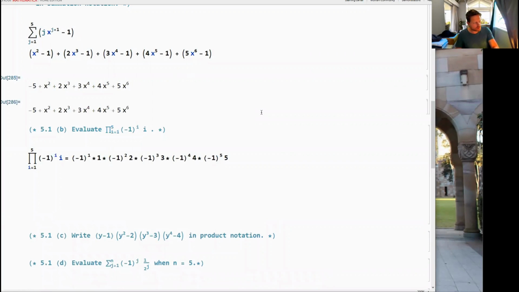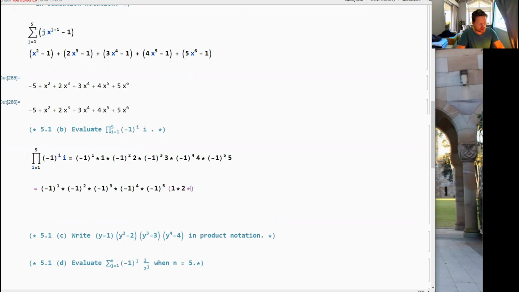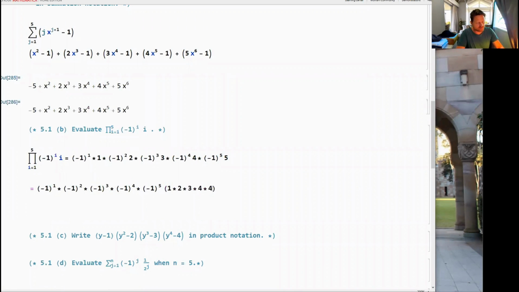We can use the commutative property of multiplication and just put all of the single numbers together. We can see we have 1 times 2 times 3 times 4 times 5. So let's pull all of those out and put them right here: 1 times 2 times 3 times 4 times 5. Good. Next, what we want to do is evaluate each of these powers of -1.